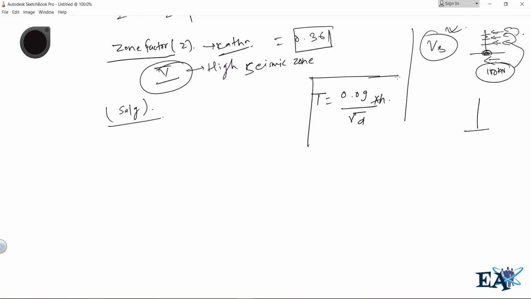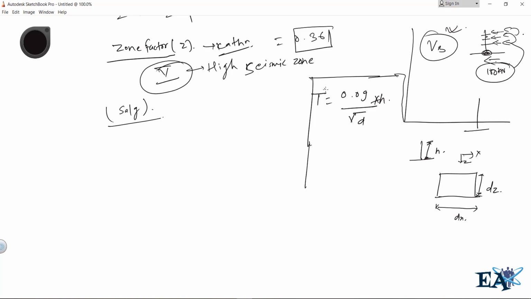if this is our building, okay, so let me draw this. If this is our building from the ground floor to the top of the building, this is the height, and if this is the plan of the building at the ground floor level, this is the X direction, this is the Z direction. So this is known as dx, the base dimension in the X direction, and this is known as dz. If your building is square, it can be the same in both directions. Using this formula you can find the time period of your structure, and from this time period you can find Sa/g.